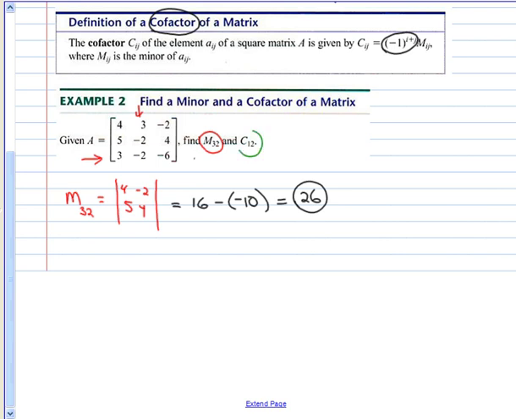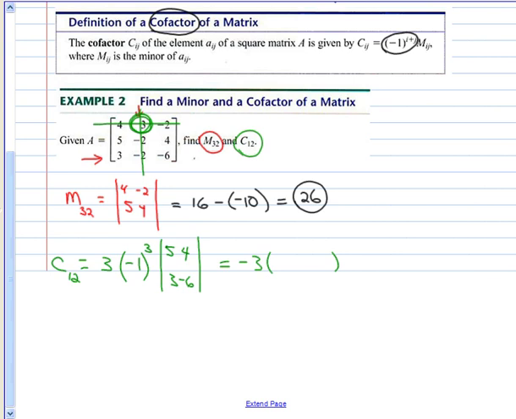They want the cofactor sub 12. Well, for the cofactor sub 12, I need that -1 in front, raised to, what's 1 plus 2? 3, the third power, times the minor that goes with position 12, row 1, column 2. So I need to pull out that number 3 to get my cofactor. Cofactor 12 equals 3 times negative 1 to the third, 1 plus 2 is 3, times 5, 4, 3, negative 6. What's negative 1 to the third? Negative 1. What's 3 times negative 1? Negative 3.